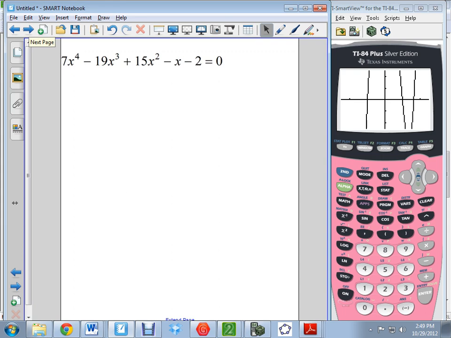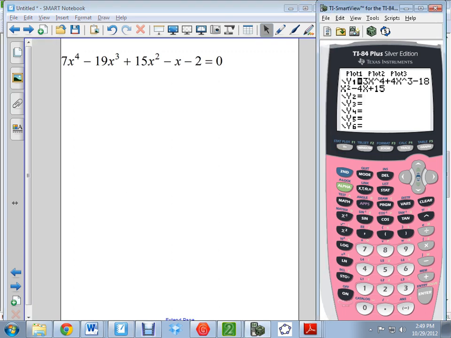We have another example just for kicks and giggles. What we want to do is look and see if it's got a GCF, which it doesn't. So we're just going to have to graph it. 7x to the fourth minus 19x to the third plus 15x squared minus x minus 2.